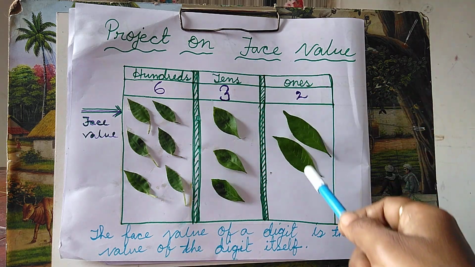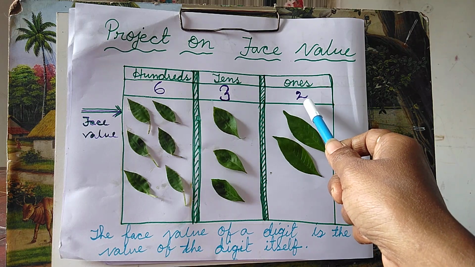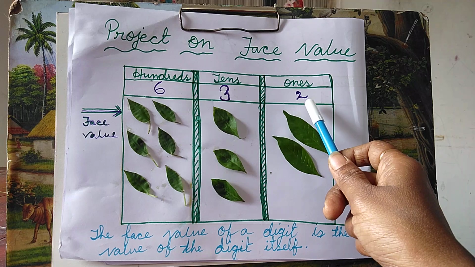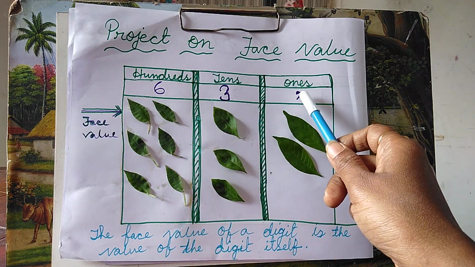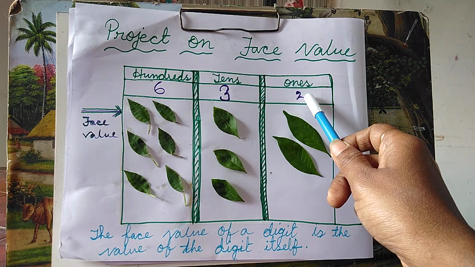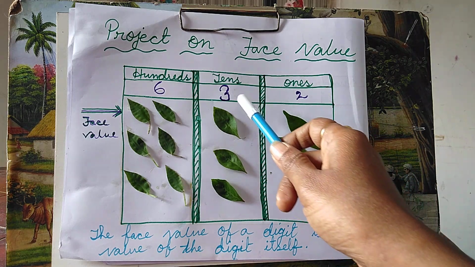Start from the right side. What is the first digit? The first digit is 2. So, what is the face value of 2? The face value of 2 is 2. Same as it is. So, paste here 2 leaves. 1, 2. Go to the second digit.